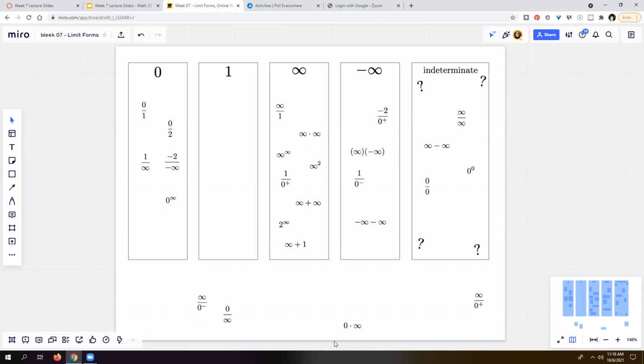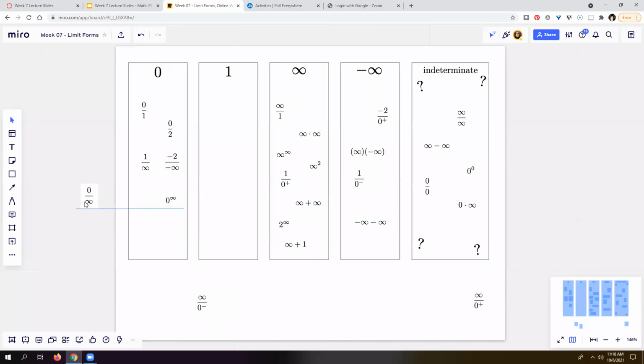All right, what else you got? How about this one? 0 times infinity. Is there a fight there? Yeah, that's a super big fight, because here, this number is getting small and this number is getting big, and we're multiplying them together. So it really depends how fast the small number gets small and how fast the big number gets big. That is a fight. That's indeterminate.